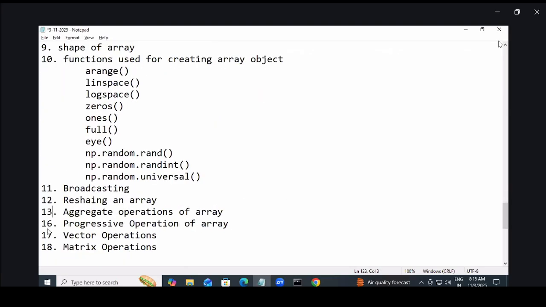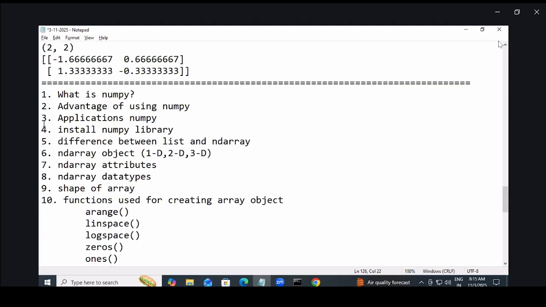13, 14, 15, 16, right? Okay, now this many topics we have seen.